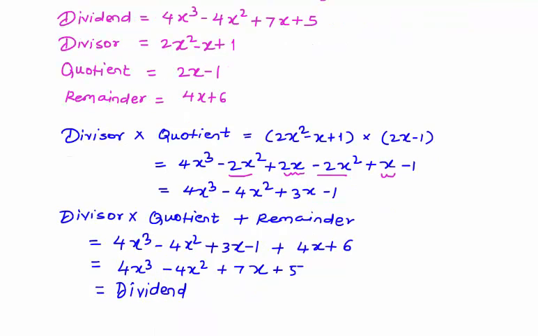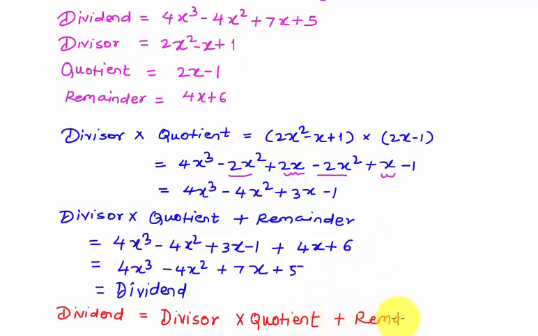Hence, in general, we can write dividend is equal to divisor into quotient plus remainder. So dividend is nothing but divisor into quotient plus remainder. This is similar to Euclid's division algorithm. So the result at the end of the division is dividend is equal to divisor into quotient plus remainder.